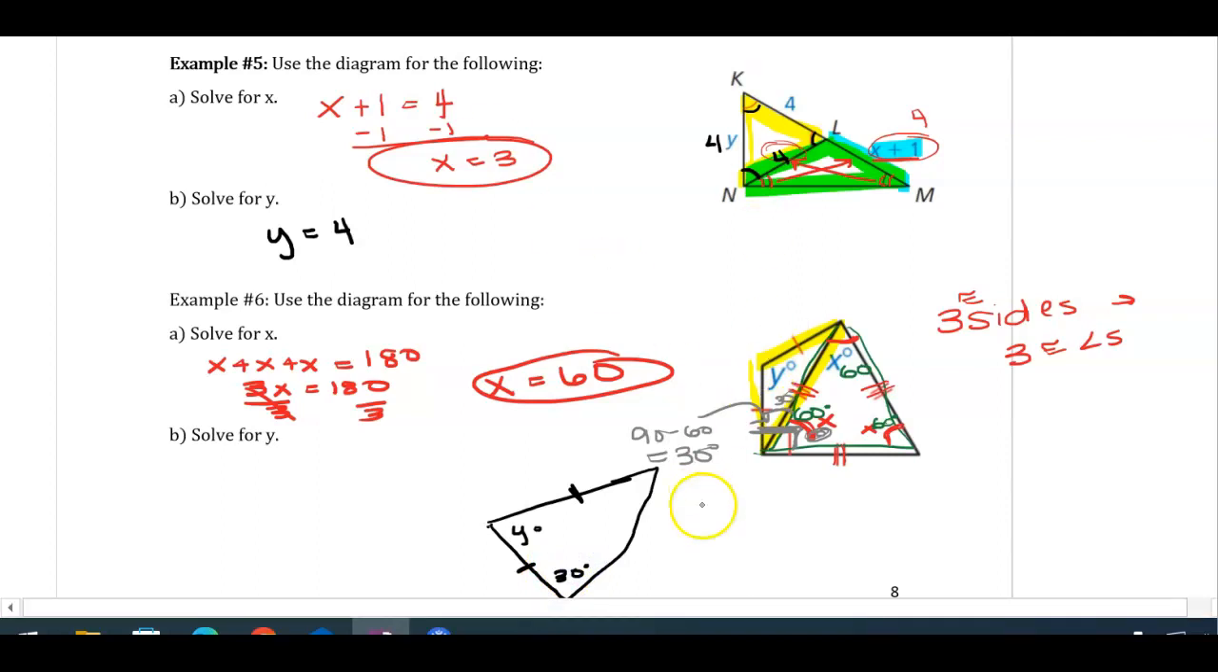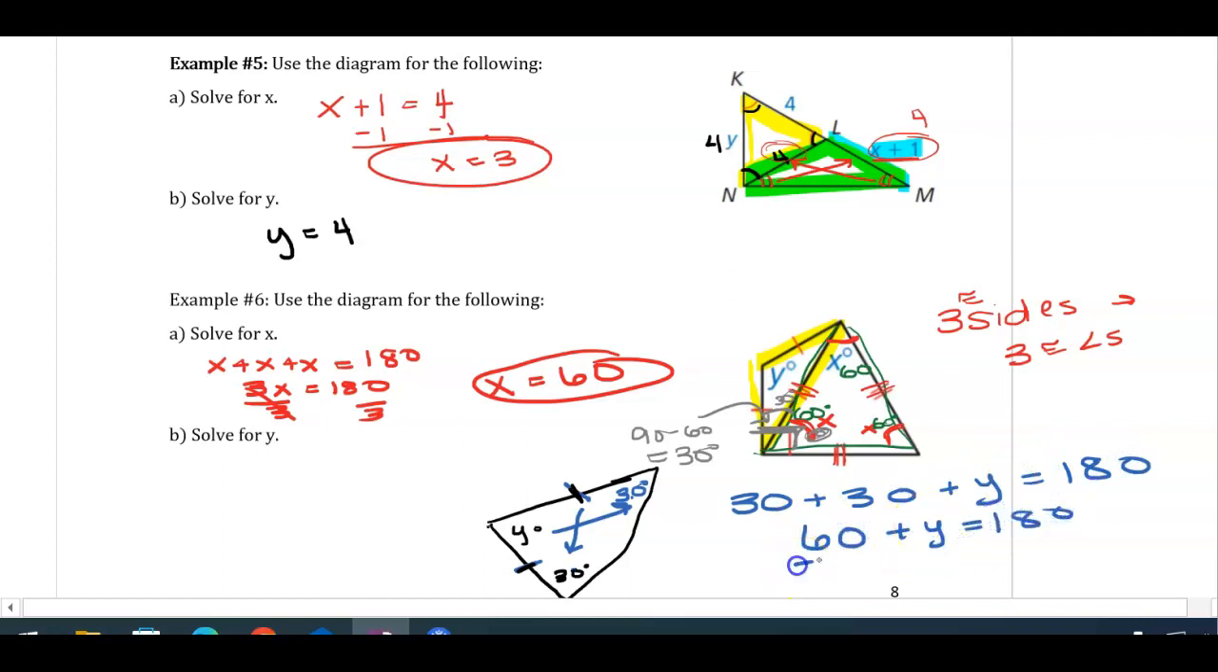Now, when I have 2 congruent sides, which I do here, that means I have 2 congruent angles. So this angle and this angle here have to be the same, which means this is 30 degrees. Now I know these 3 have to add up to 180. So 30 plus 30 plus y is equal to 180. So just 60 plus y is 180. If I subtract 60 from both sides, I get y is equal to 120.